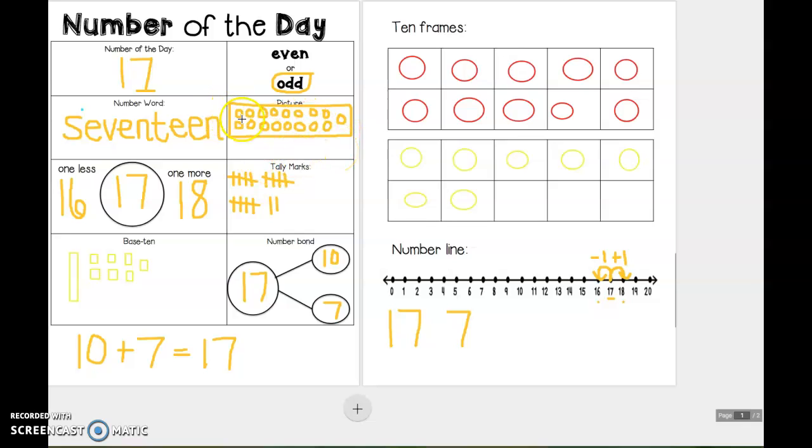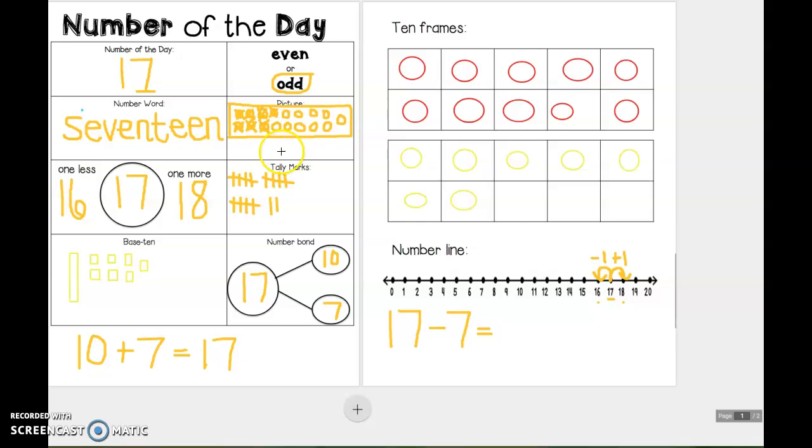I started with 17 turtles, but now 7 of them jumped off the log and swam away. So I need to do what? I need to mark them out because I'm separating. So I know that I'm going to subtract because I'm making less. I'm taking those turtles away. So let's mark out 7. 1, 2, 3, 4, 5, 6, 7.